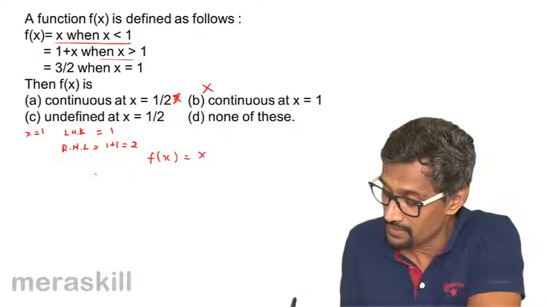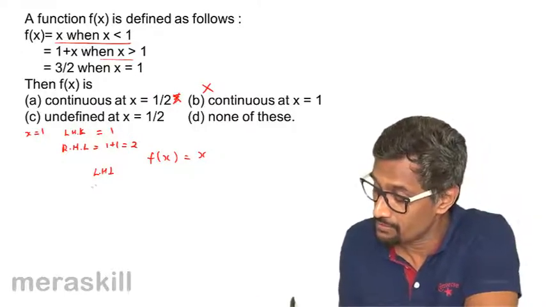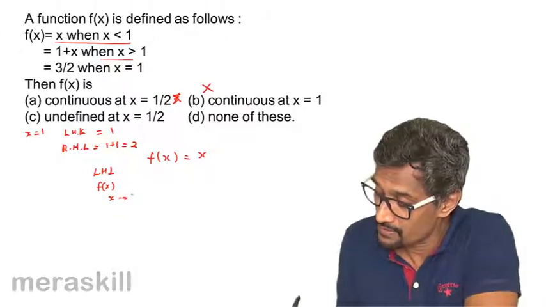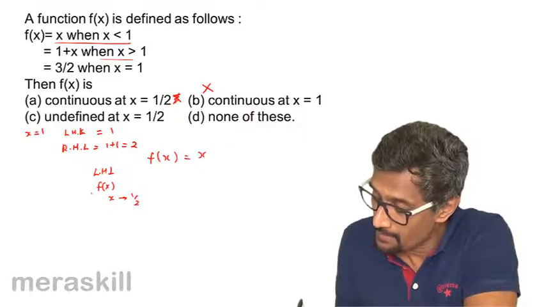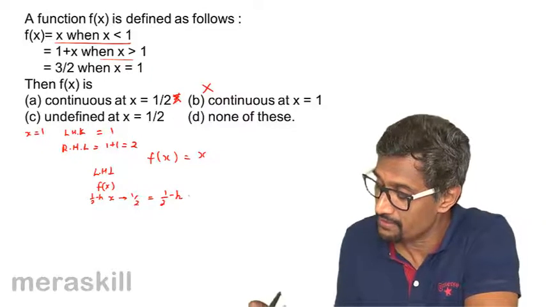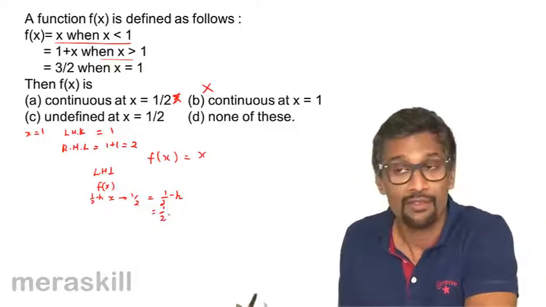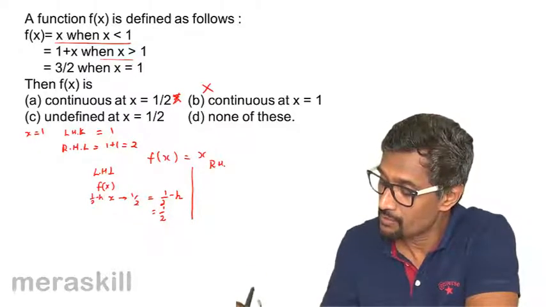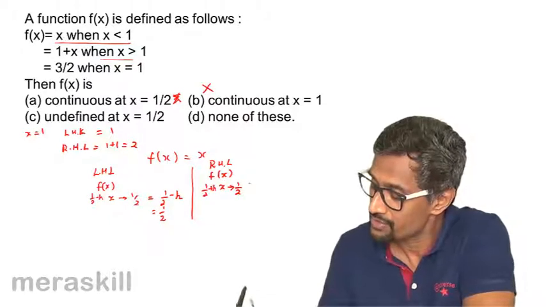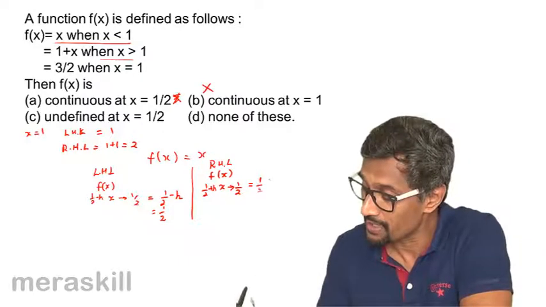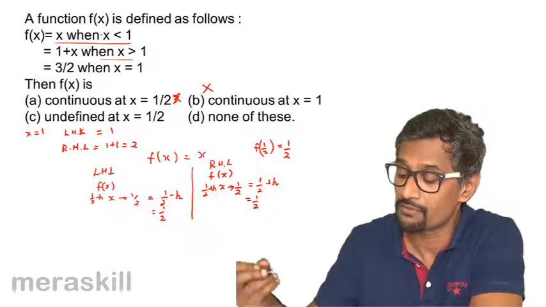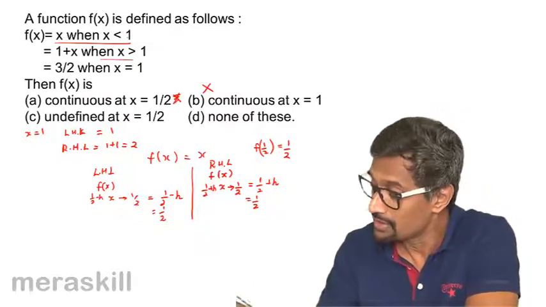So in that case, let's consider the left hand limit. Left hand limit is going to be f of x as x approaches half from half minus h, which will turn out to be half minus h itself. To find this, we put h as 0, so you get it as half. And the right hand limit would be obtained by considering f of x as x approaches half as half plus h, which will turn out to be half plus h, which will be half. And f of half is also going to be half, because the value of the function is x whenever x is less than 1.